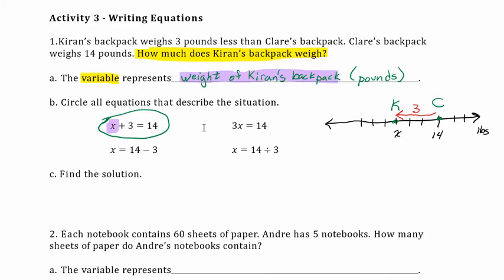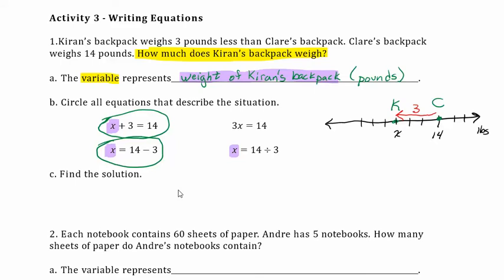That's true, right? The weight of Kieran's backpack plus 3 would give me Claire, so that would work. All right, how about this second one here? 3 times the weight of Kieran's backpack is 14. No, that's not right. How about this one? Kieran's backpack is 14 pounds, take away 3 pounds. Yes, definitely. That one would work. And how about this one? Kieran's backpack is 14 pounds divided by 3. No, that's not correct. All right, so these two would work.